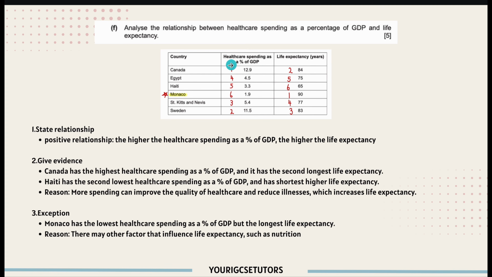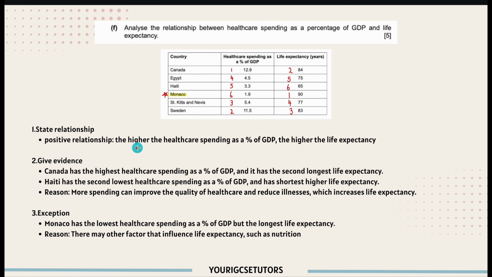Okay, so from this diagram, we can clearly see that Monaco is the exception because it has the lowest healthcare spending as a percentage of GDP, as this is 6, but it has the highest life expectancy. Okay, so this is the very important point that we need to know. So first one, the relationship. First state whether it is a positive or inverse relationship. In this case, it is a positive relationship.